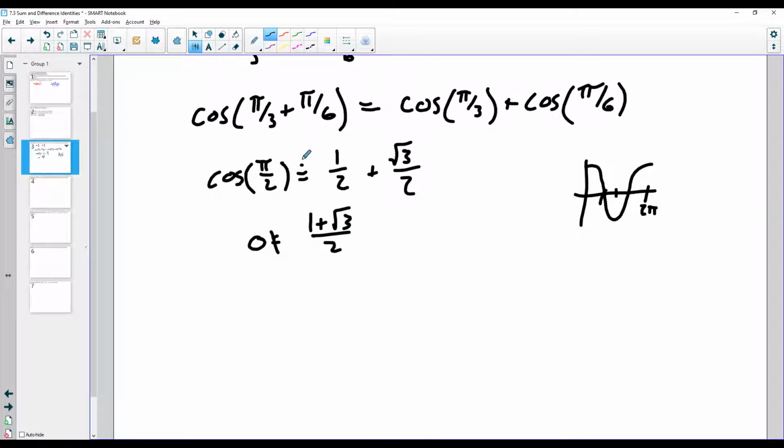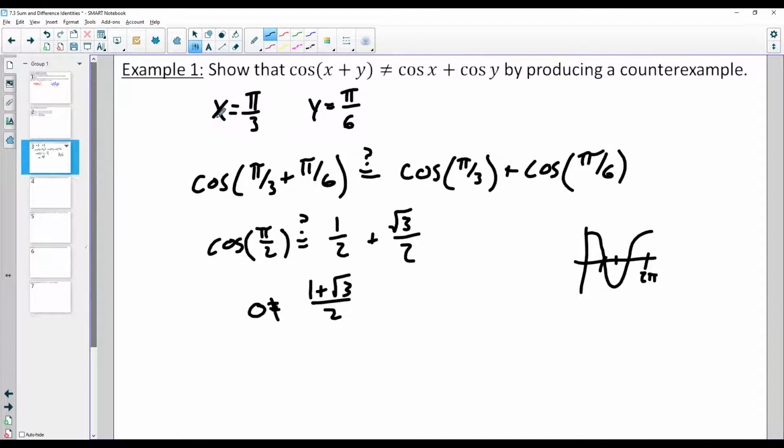and hey, those don't equal. This was really a question the whole time. Are those equal? Nope, those are not equal. So we just showed that cosine of x plus y does not equal cosine of x plus cosine of y by producing this counterexample of these two.